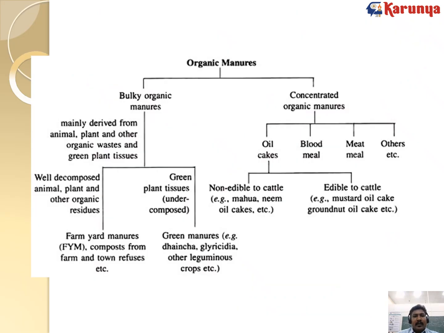Organic manure is broadly classified into two types: bulky organic manure and concentrated organic manure. Bulky organic manure means it is available in a bulk amount. Availability is very high, but the nutrient concentration is very low. On the other hand, in concentrated organic manure, the availability is very low, but the nutrient concentration is somewhat higher than in bulky organic manures. This is the main difference between bulky and concentrated.